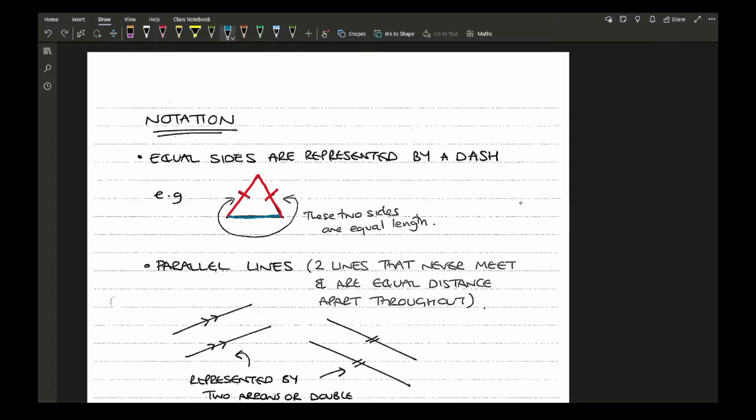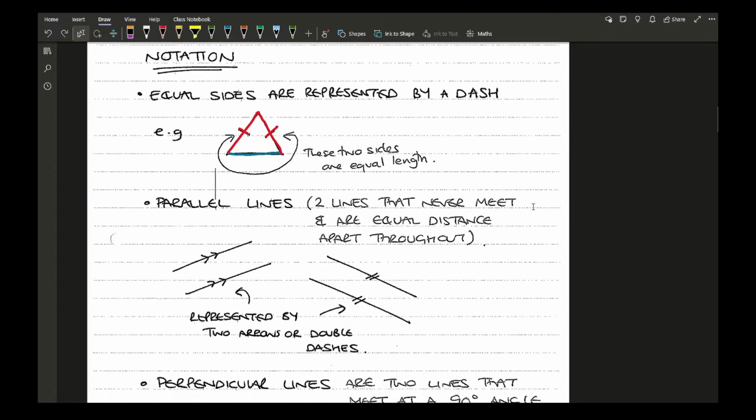Now the next thing we move on to is parallel lines. The definition of parallel lines is two lines that never meet but are also an equal distance apart throughout. So what we mean by that, as you can see on the diagram, is that the distance between these two lines is going to be the same.